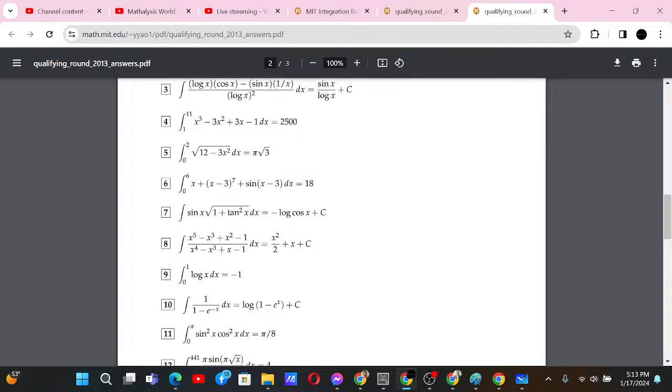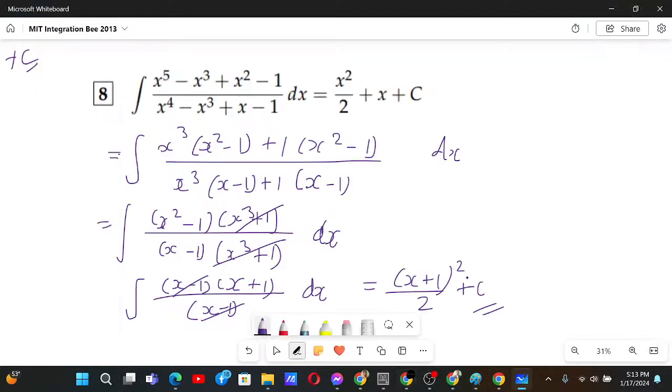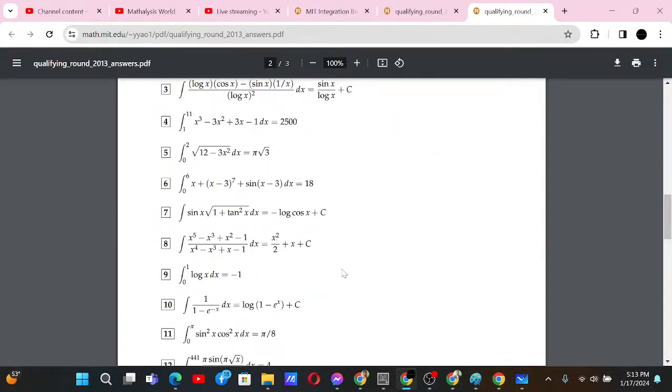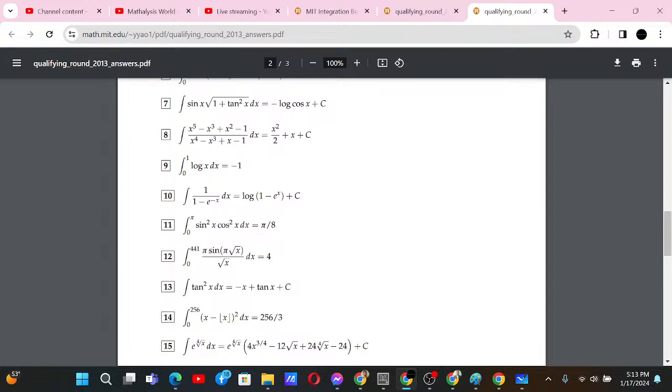And this answer is kind of different. Let's try to prove this answer. Now if we expand it, it will be x square plus 2x plus 1 by 2 plus c. Now this is x square by 2, plus x plus 1 by 2 plus c, which is just c dash. This is the answer: x square by 2 plus x plus c dash. Let's go to the next problem.